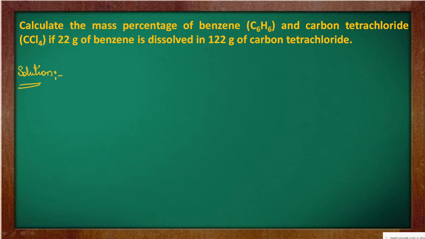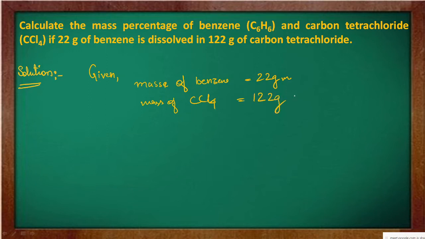Let's see. First of all, we have to write whatever is given to us. We have been given the mass of benzene, that is 22 gram, and the mass of carbon tetrachloride, CCl4, that is equal to 122 gram. These two are given to us, and now we have to calculate the mass percentage of benzene and carbon tetrachloride in the solution.